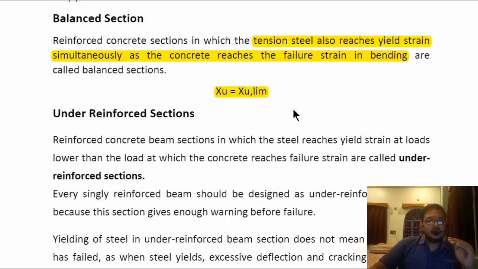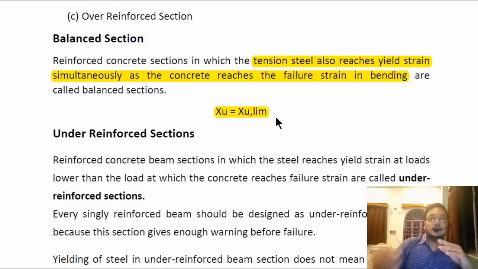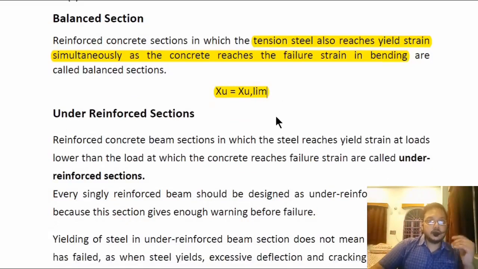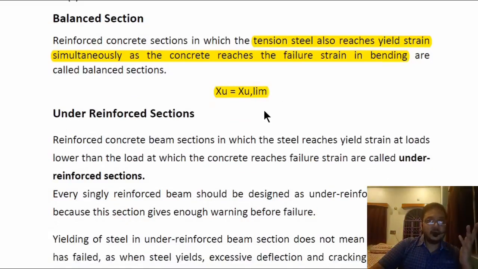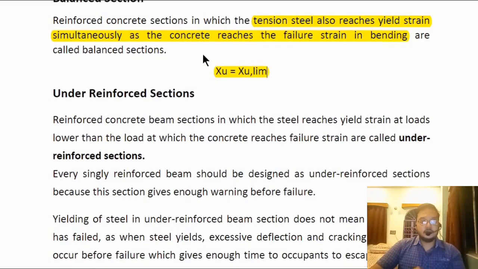So xu limit is that particular position of the neutral axis beyond which we should not go. That is the maximum possible limit, and the values you know are 0.53D for Fe250, 0.48D for Fe415 and 0.46D for Fe500, provided D is the depth of the section.